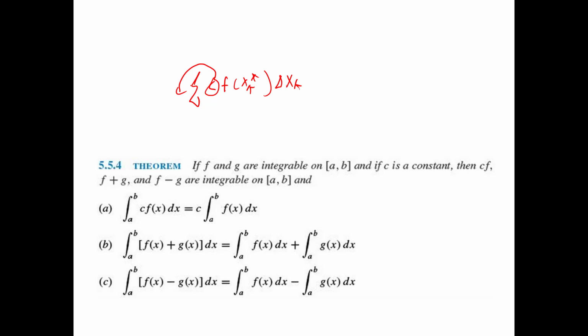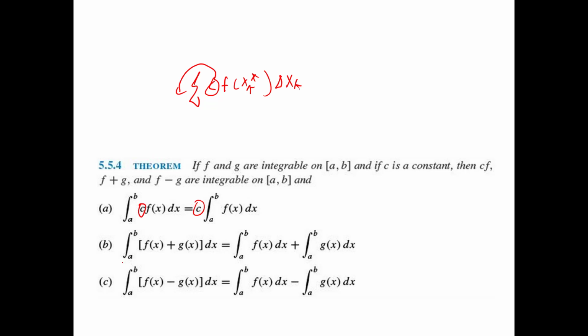And then the limit shouldn't change. It should just be c times the limit. And so that's what this says. When you have a constant, you can take the constant out, but it needs to be a constant. It can't be a function of x. And the same way, if you had two integrable functions, that means that the limit exists, and you could break up your Riemann sums and take the limit separately, and then you'll get the limit of the sums.